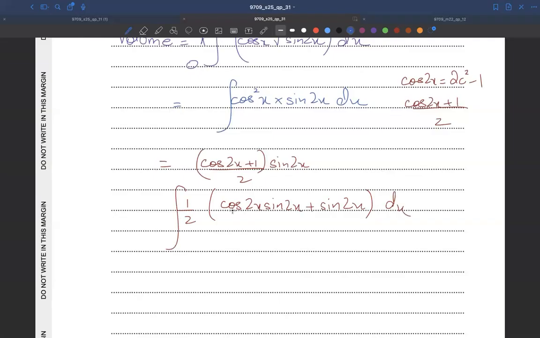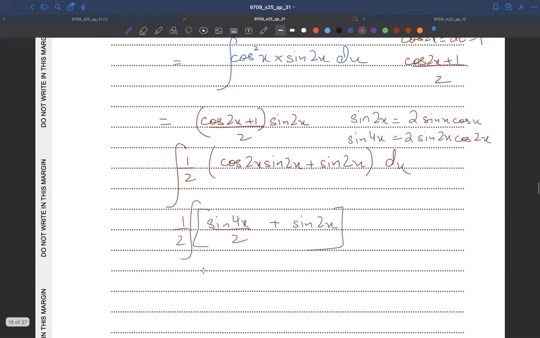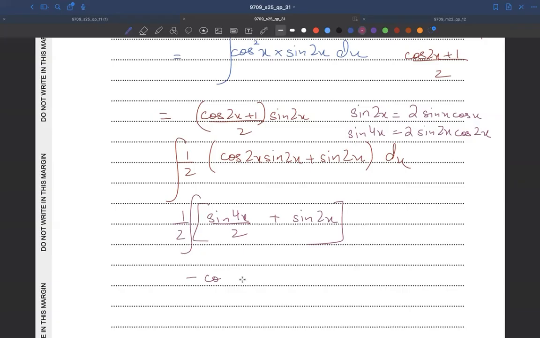Now, to integrate the expression cos of 2x sine of 2x, we can again use another identity, and that is sine of 2x is equal to 2 sine x cos x. And we can extend it to write sine of 4x is equal to 2 sine of 2x cos of 2x. So in place of sine 2x cos 2x, we can write sine 4x upon 2. So we get sine 4x upon 2 plus sine of 2x, and we can just bring the 1 upon 2 later on.